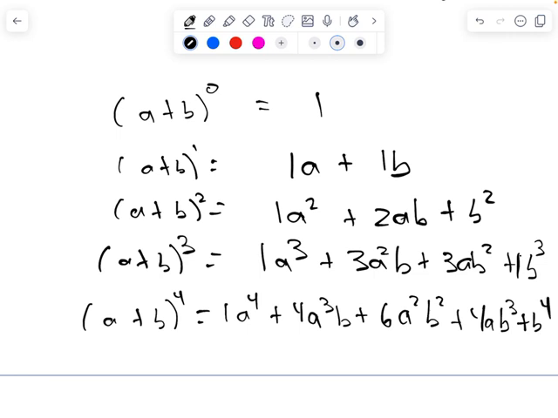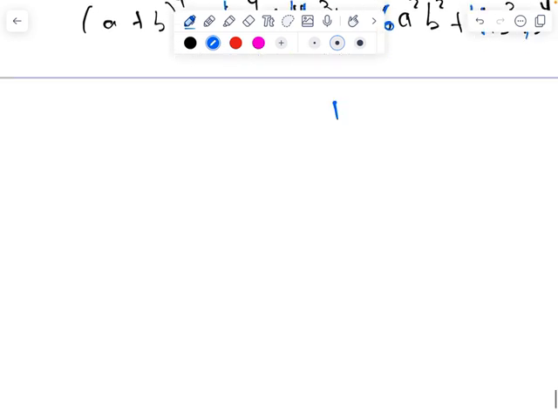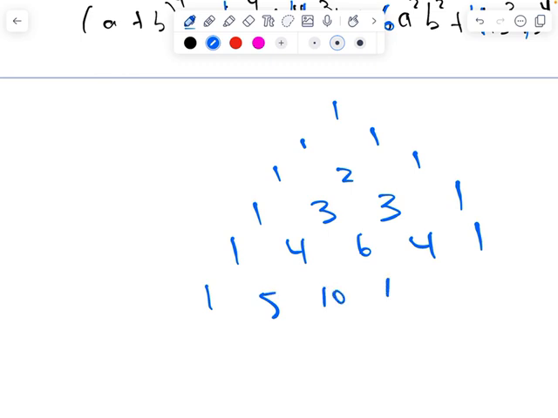And if I only focus on those numbers, 1, 1, 1, 1, 2, 1, 1, 3, 3, 1, 1, 4, 6, 4, 1. Forget everything else. Let's just write those numbers again. 1, 1, 1, 1, 2, 1, 1, 3, 3, 1, 1, 4, 6, 4, 1, 1, 5, 10, 10, 5, 1, 1, 6. And now see if you can see the pattern.